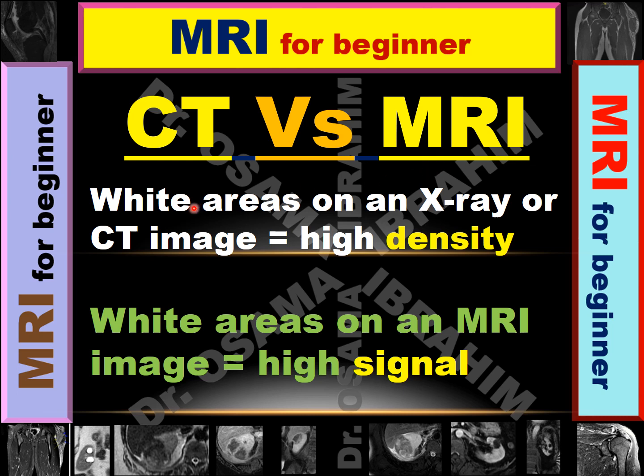CT versus MRI. On CT images or X-ray, the white areas represent high density. However, the white areas on MRI images equal high signal. This is the first difference, in meaning and in pronunciation.